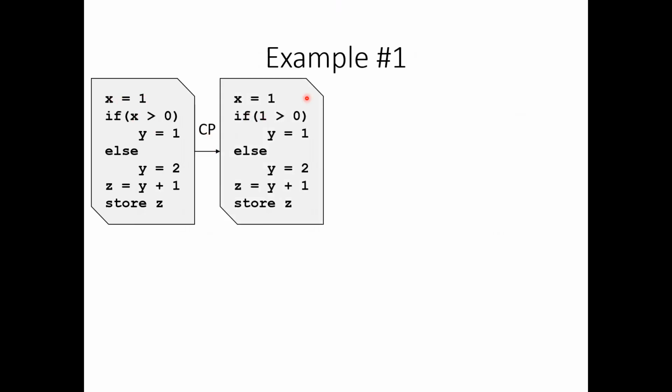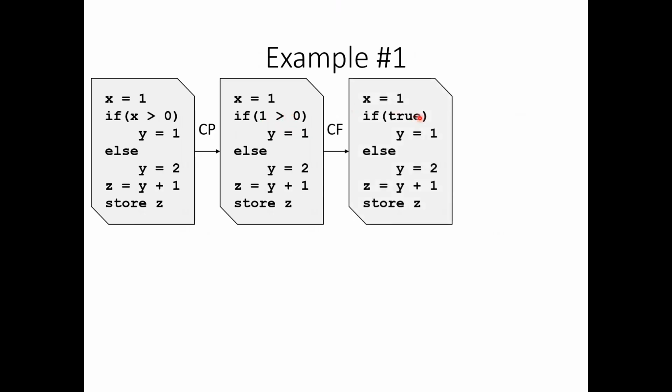Okay, in this case, what expression has constant operand? Right, 1 greater than 0. So here 1 greater than 0 is a constant. So I can evaluate it and it becomes true.